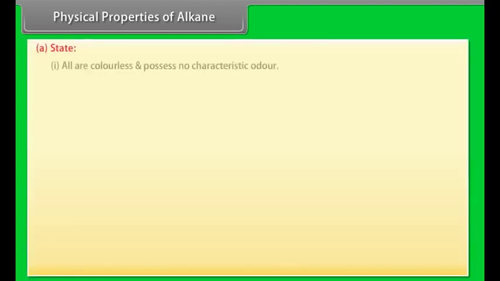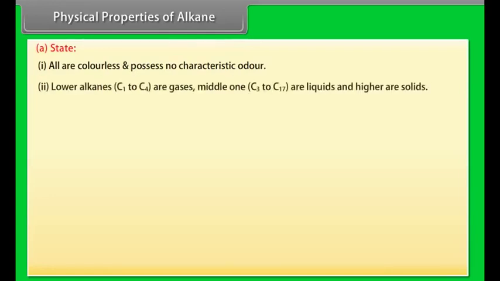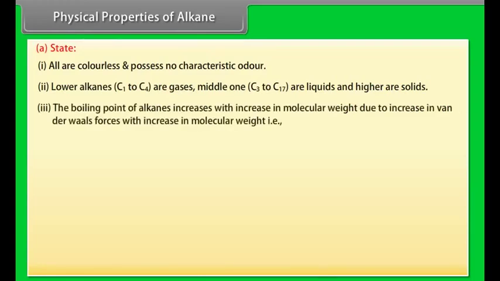Physical properties of alkanes. State. Number 1. All are colorless and possess no characteristic odor. Number 2. Lower alkanes, C1 to C4, are gases. Middle ones, C5 to C17, are liquids and higher ones are solids. Number 3. The boiling point of alkanes increases with increase in molecular weight due to increase in van der Waals forces with increase in molecular weight, that is, boiling point order: pentane is less than hexane is less than heptane.